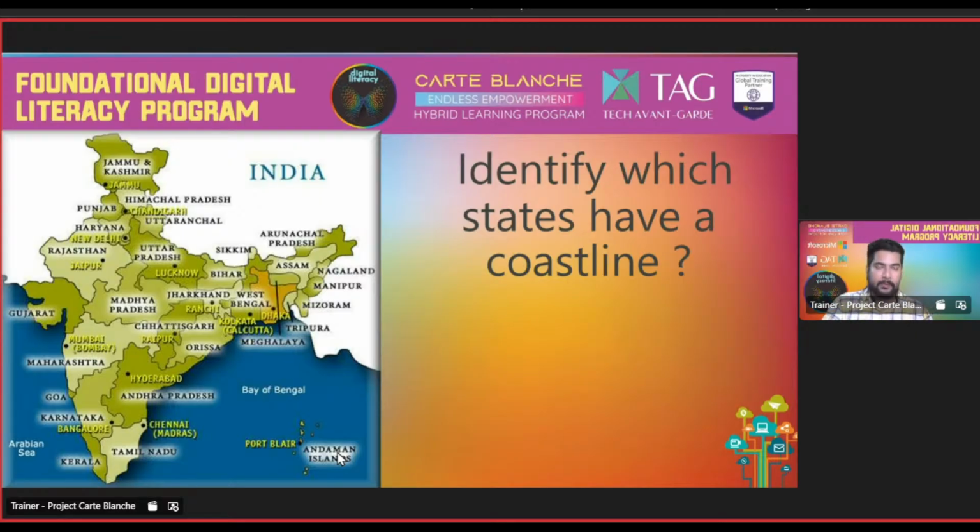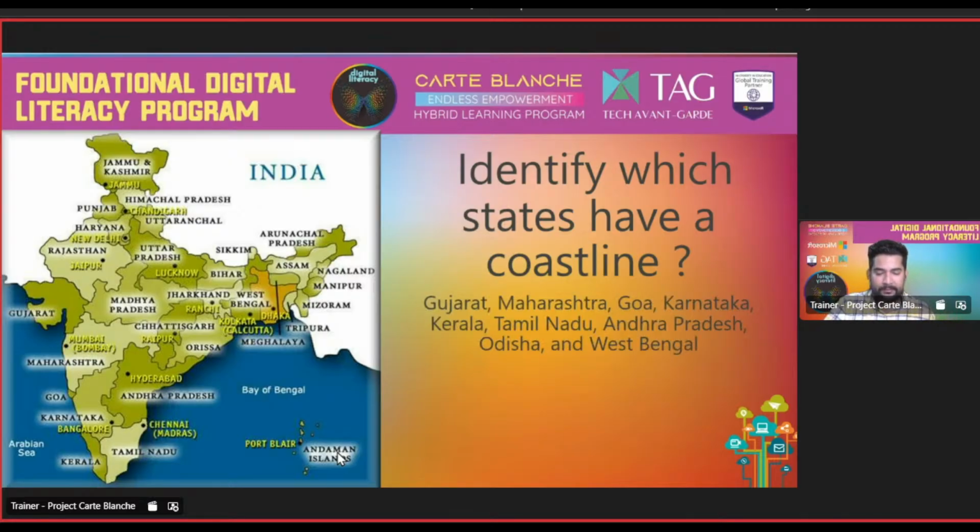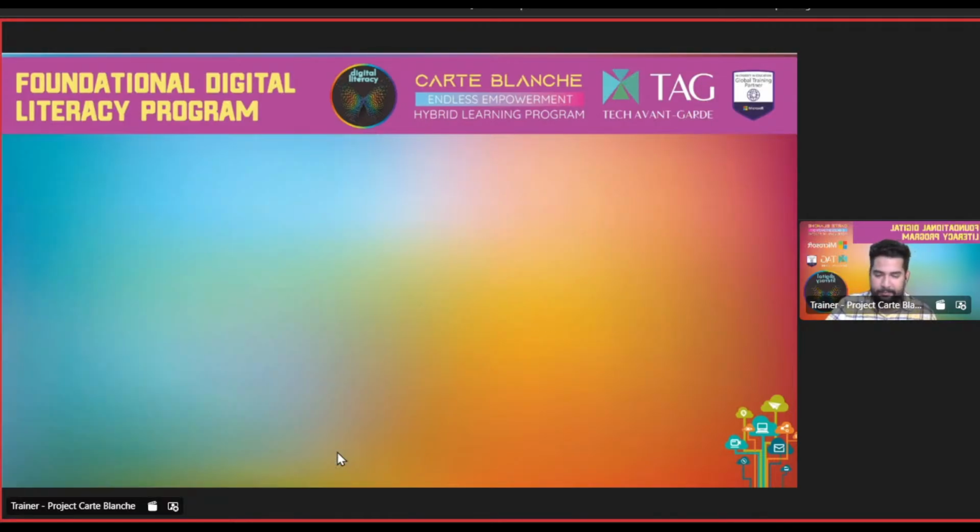What has happened in this process? Through the eyes, you are able to see the image. You will process the information internally, and you will give me the result, right? And you will say that okay, these are the states which have a coastline. One more example, I'll give it to you.